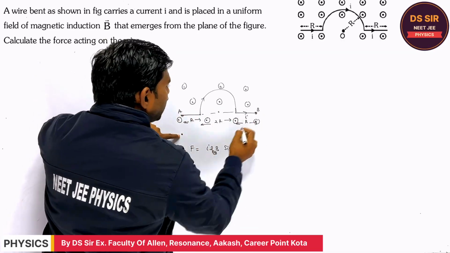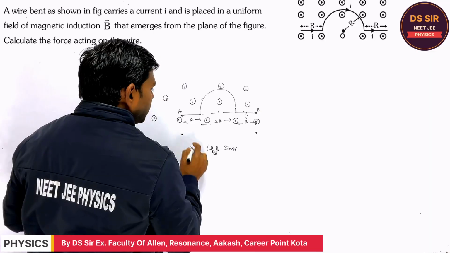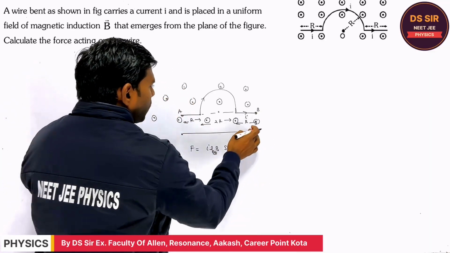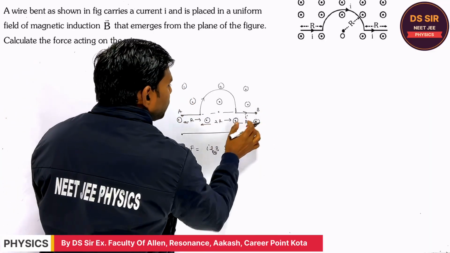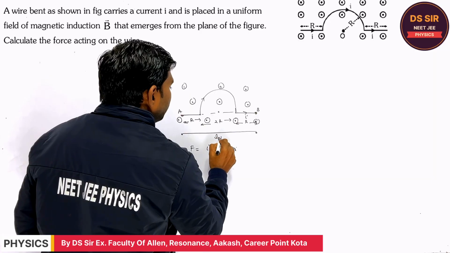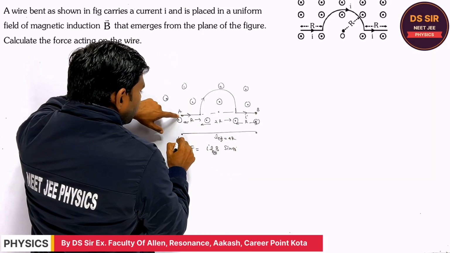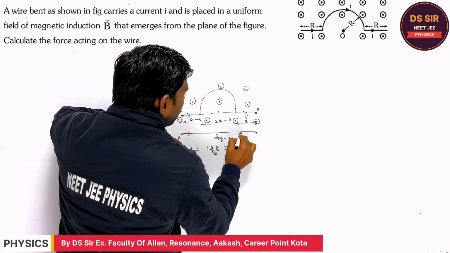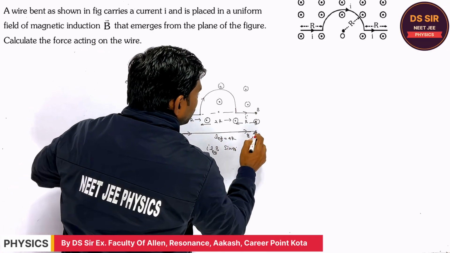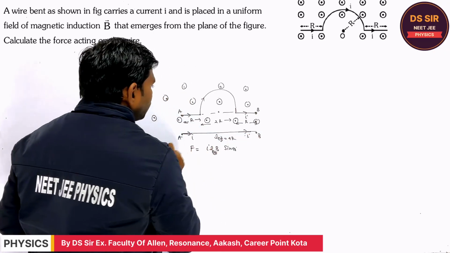If this is A and this is B, right, join that. So what is the effective length? R plus 2R plus R. So the effective length is equal to 4R, and the current is coming from A and going to B. Is it clear or not, you tell? Yes, sir. What is the value of current?